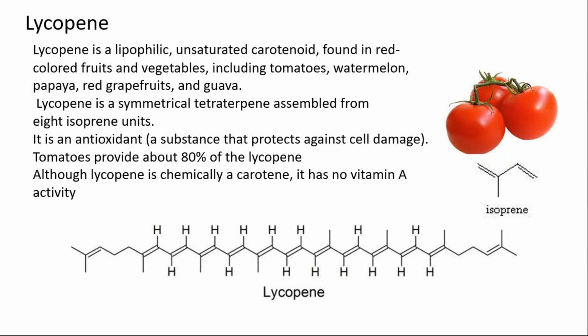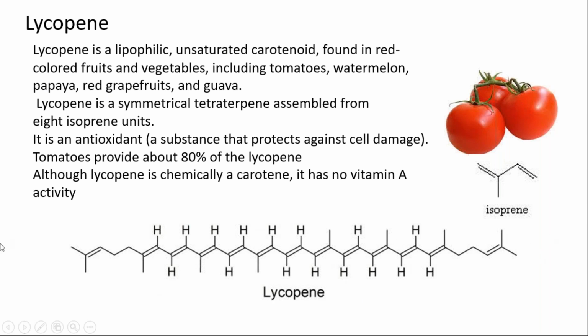Lycopene is the major pigment in tomato. Again, like beta carotene, it is lipophilic. It is an unsaturated carotenoid. What you see over here again is the alternating double and single bonds in repeated units, and this is the reason that it can absorb light from the electromagnetic spectrum. In addition to tomatoes, you can find lycopene in watermelon, papaya, red grapefruits, and so on.